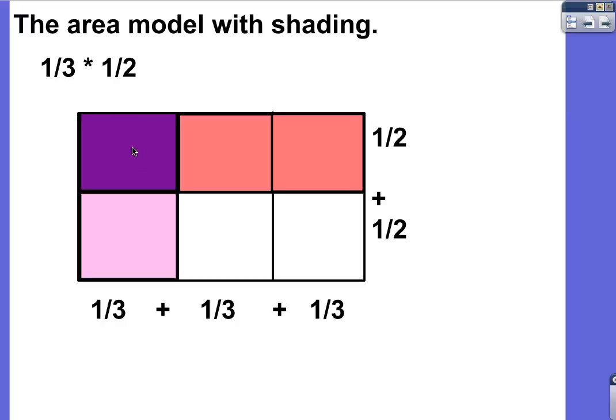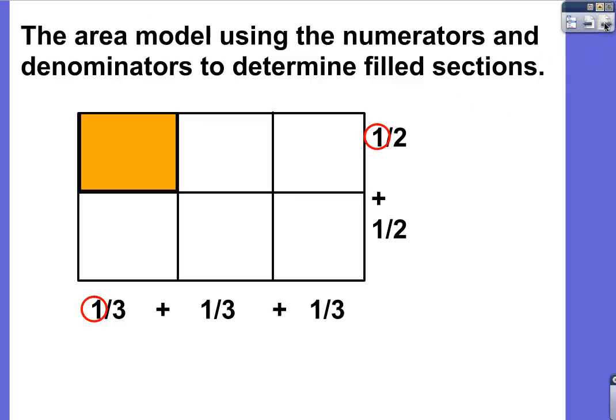So I'm trying to see what 1/3 times 1/2 represents. Well, all of this row here represents the 1/2, and all of this column here represents the 1/3. But where those two sections overlap is this purple, and that's your answer. 1/3 times 1/2 is 1/6. Okay, good deal.